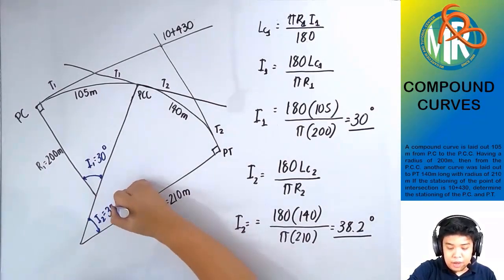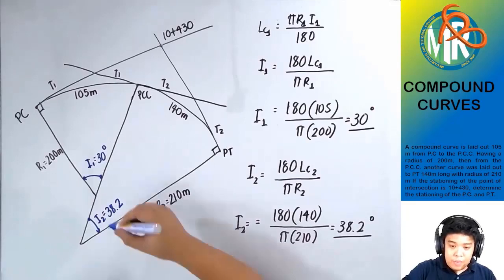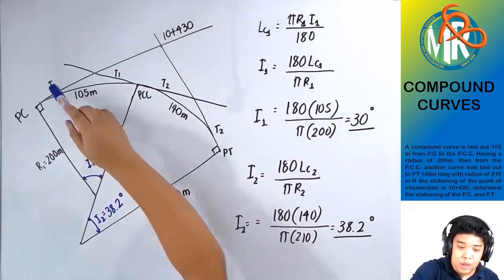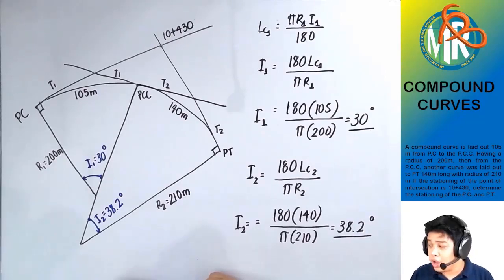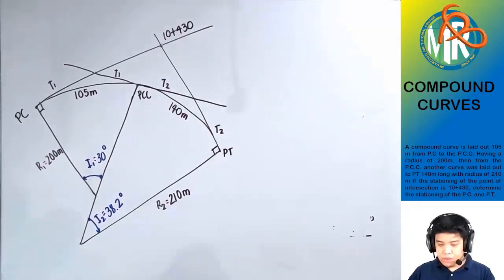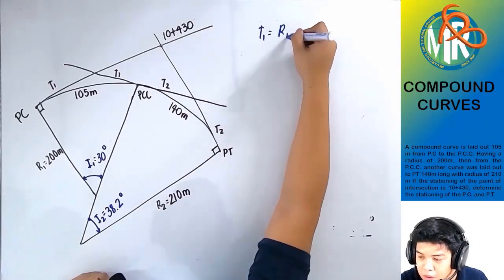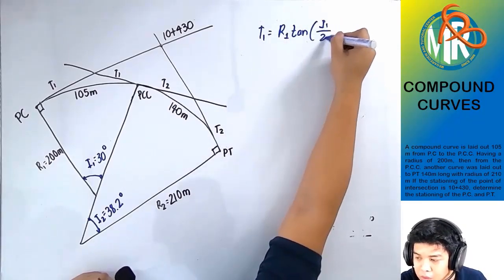Po, 38.2 degrees. Ngayon, ano pa yung pwede nating makuha dyan? Essentially, pwede din nating makuha yung T1 tsaka T2. Kitang-kita naman, ano? Okay, paano ba yung T1? That is R tangent I over 2. Erase ko to para makita natin. Okay, kunin natin: T sub 1 is equal to R sub 1 tangent I1 over 2.